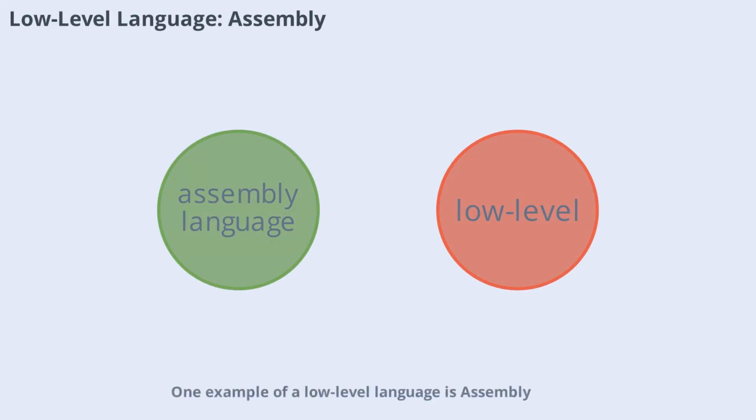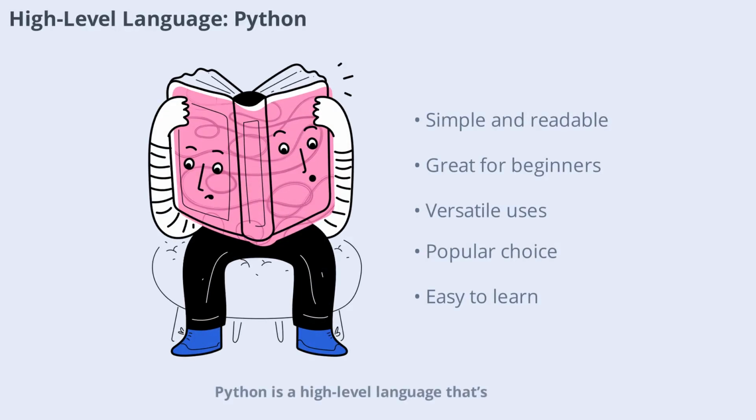One example of a low-level language is assembly. It's very close to the computer's hardware and is used for tasks that need speed and efficiency. Assembly language is powerful but requires a deep understanding of how computers work. It's mostly used by experts for specialized applications.